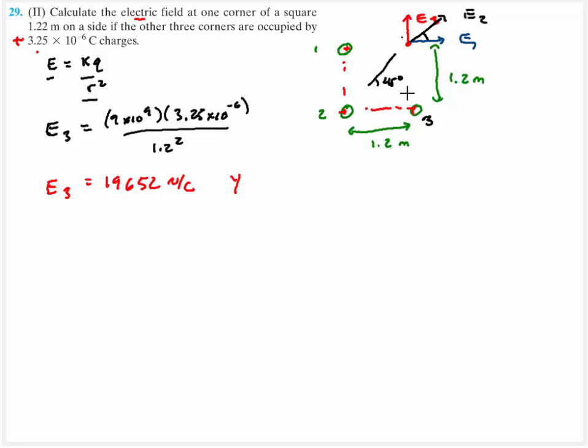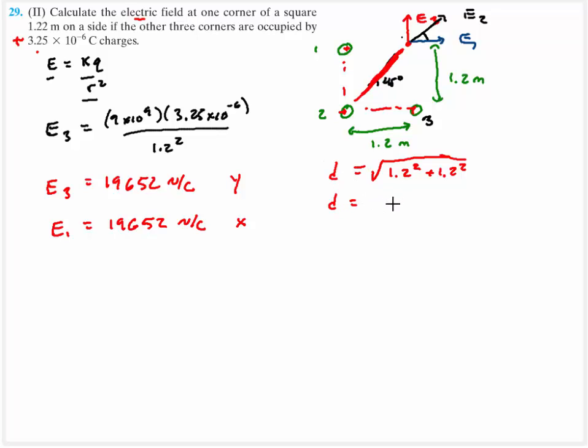Kind of look at the symmetry here, and you can say, well, E1, I'm going to be typing in all those exact same numbers, 19,652 newtons per coulomb, and this is going to be in the x direction only. Now if I want to figure out what the electric field from 2 is, I need to know this distance right here. That distance is, using the Pythagorean theorem, simply going to be the square root of 1.2 squared plus 1.2 squared. That's going to be that distance.